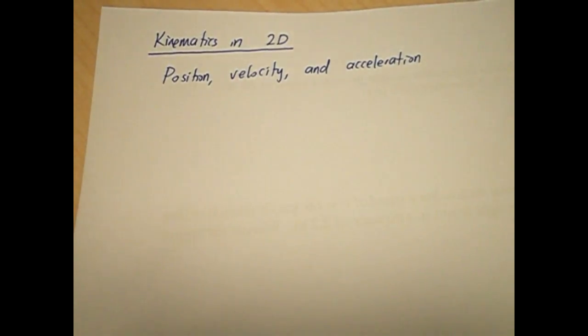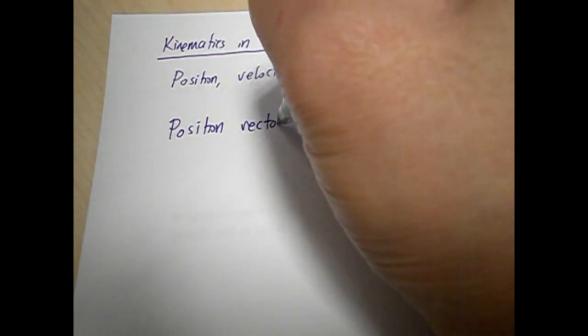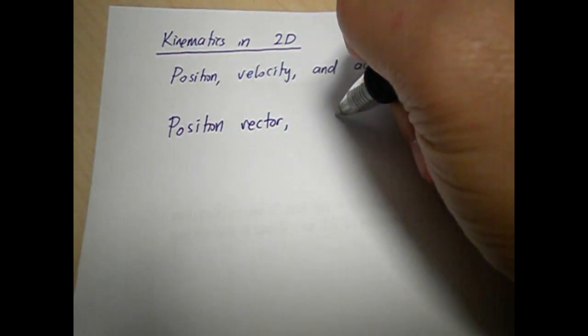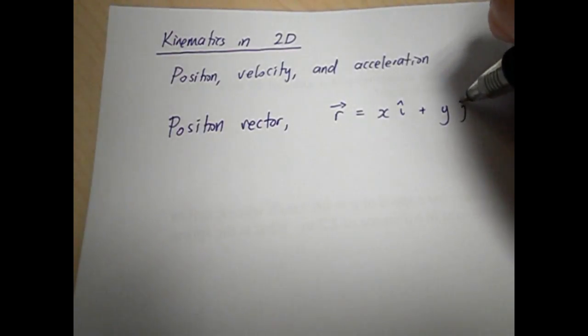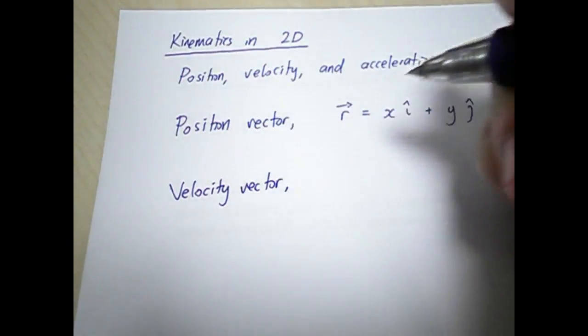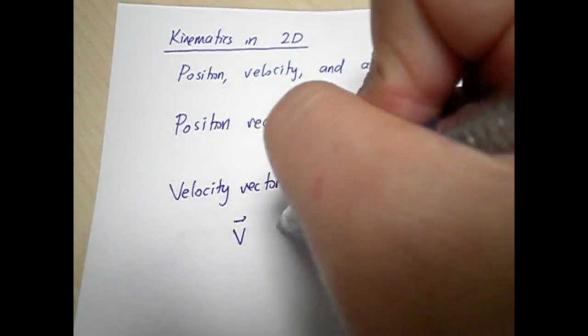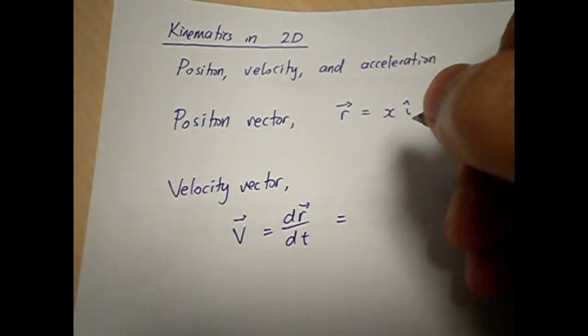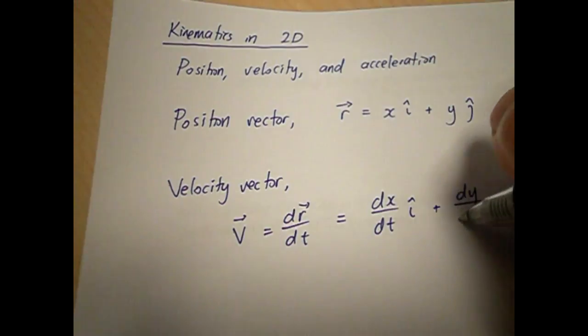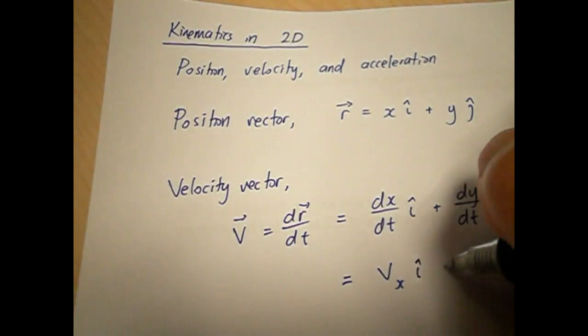Kinematics in two dimensions work in a similar way as in the one-dimensional version. We need to describe the position, velocity, and acceleration of a particular object. In two dimensions, the position vector is simply r equals x i plus y j. The velocity vector is the time derivative of position, therefore v equals dr/dt. Differentiating a vector simply means differentiating the individual components separately. We do not need to differentiate unit vectors since they are constants.